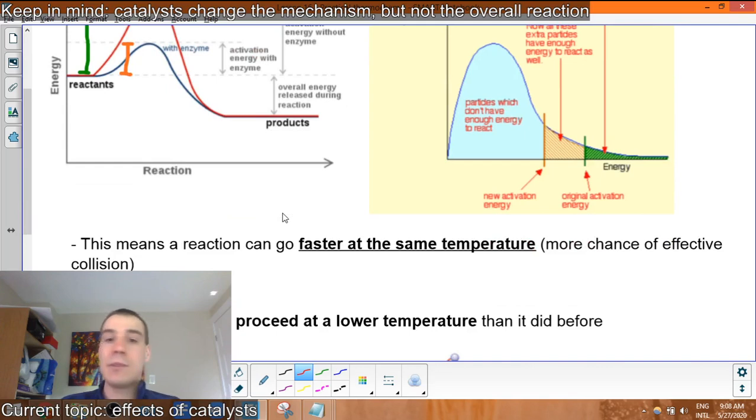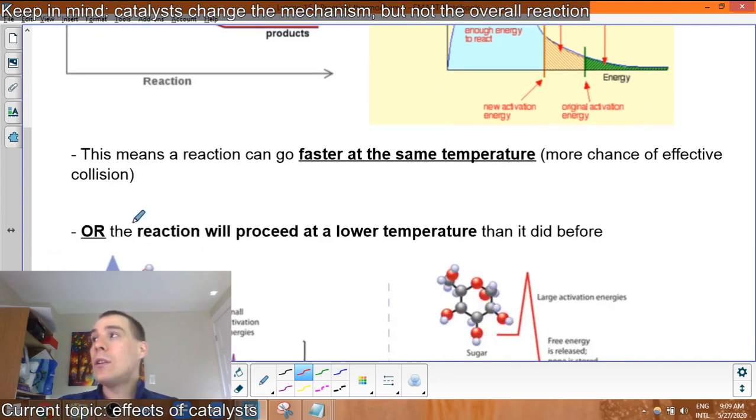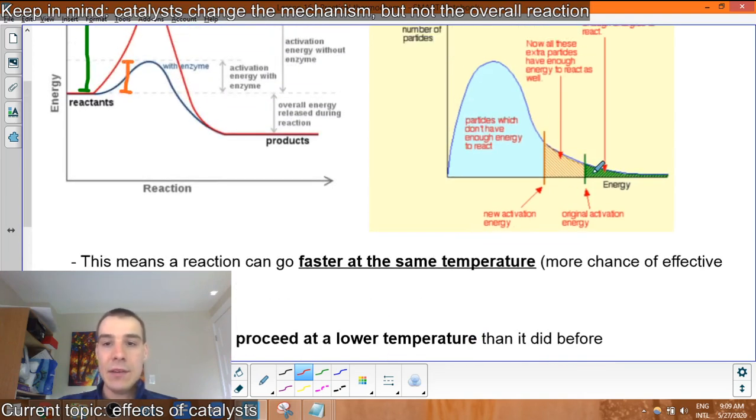You can either make a process go faster at the same temperature, right? Because there's more chance of effective collisions. You've got more particles that can collide with the right energy. Or you can make the reaction go at a lower temperature than it did before, right? Because you can lower the activation energy, and now if you cool things down, this curve will shift down, but you've still got molecules that can react.